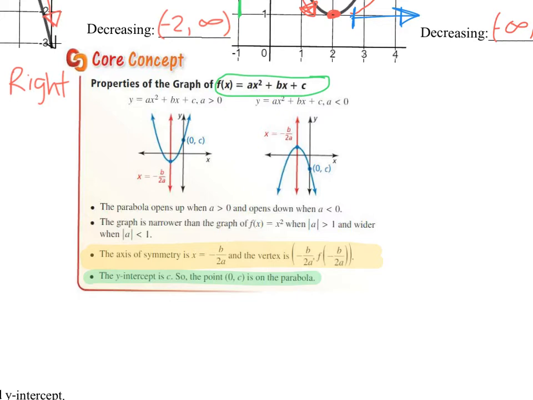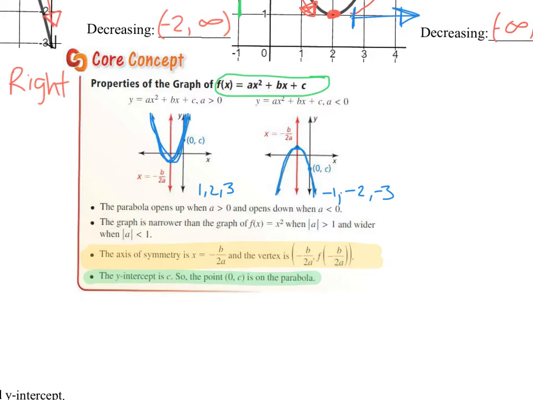Now, there are some other big points on this little table here. It says the parabola opens up when a is greater than 0 and opens down when a is less than 0. So the idea is that when the a value is like a 1 or a 2 or a 3, it opens up. But if your a value is less than 0, that's things like -1, -2, -3, okay? So that's why this opens down, because it has a negative a value. This over here opens up because it has a positive a value, okay? And so that's what the first bullet point is describing.